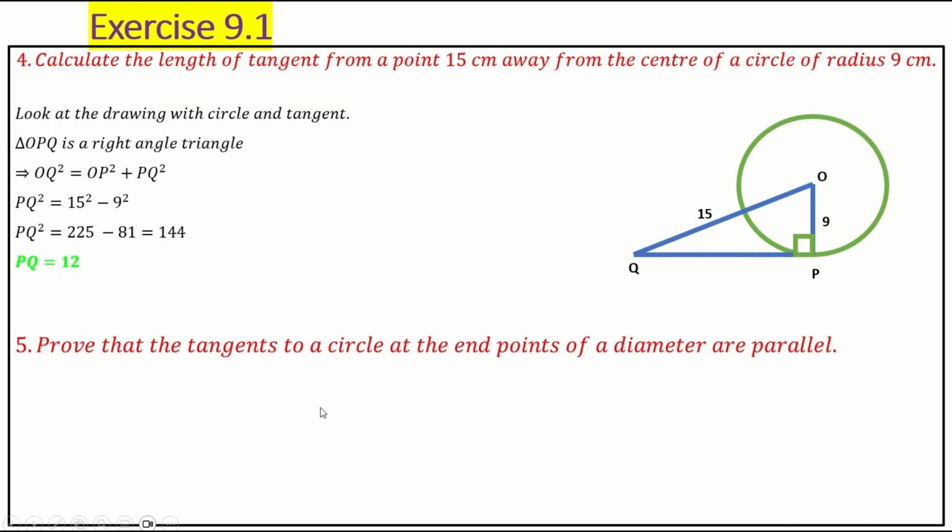Fifth, prove that the tangents to a circle at the end points of a diameter are parallel. This is very easy. You have a circle, you have a diameter, and two tangents are drawn. You have 90 degrees here and 90 degrees here, which tells us these angles are the same. This is a transversal, and these two are parallel lines. That's very simple. So let's go next.